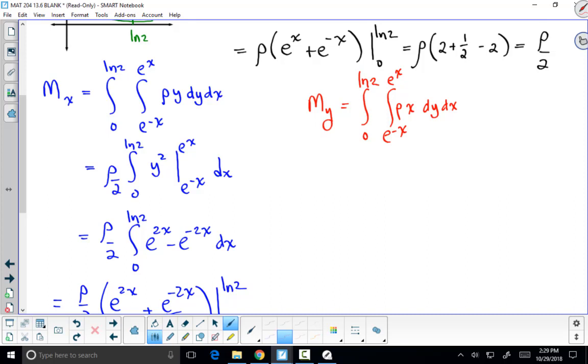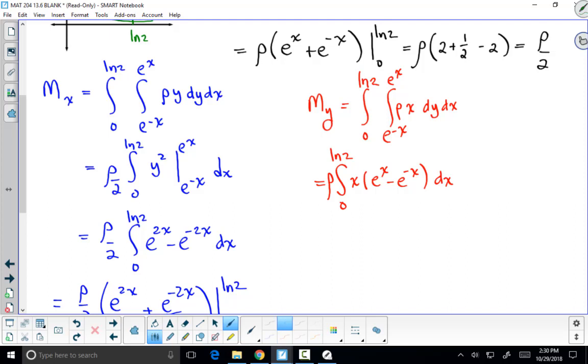All right, so we integrate with respect to y. There is no y. If there is no y, multiply by the length of the interval. Let's pull the rho out to the front. Multiply by the length of the interval, so we're going to have x multiplied by e to the x minus e to the negative x, dx. Ultraviolet voodoo. x e to the x.